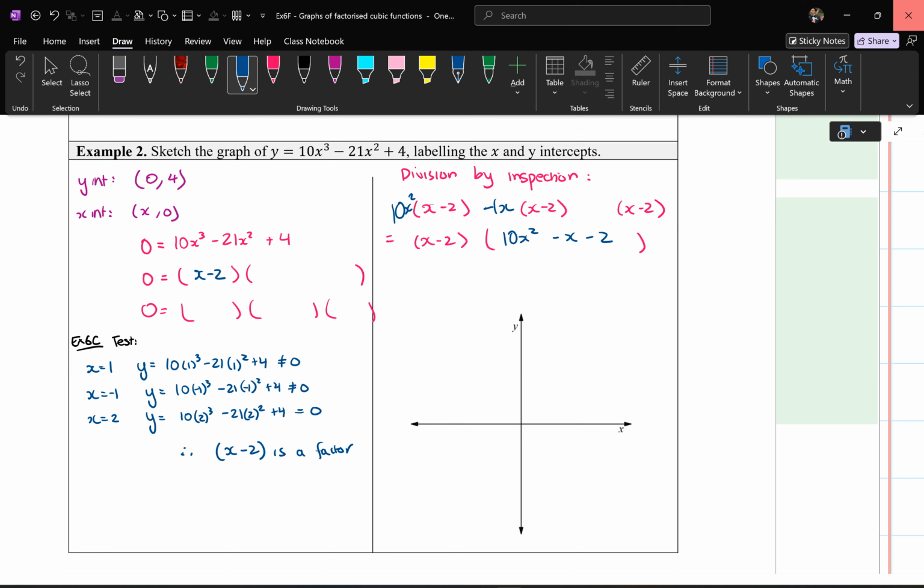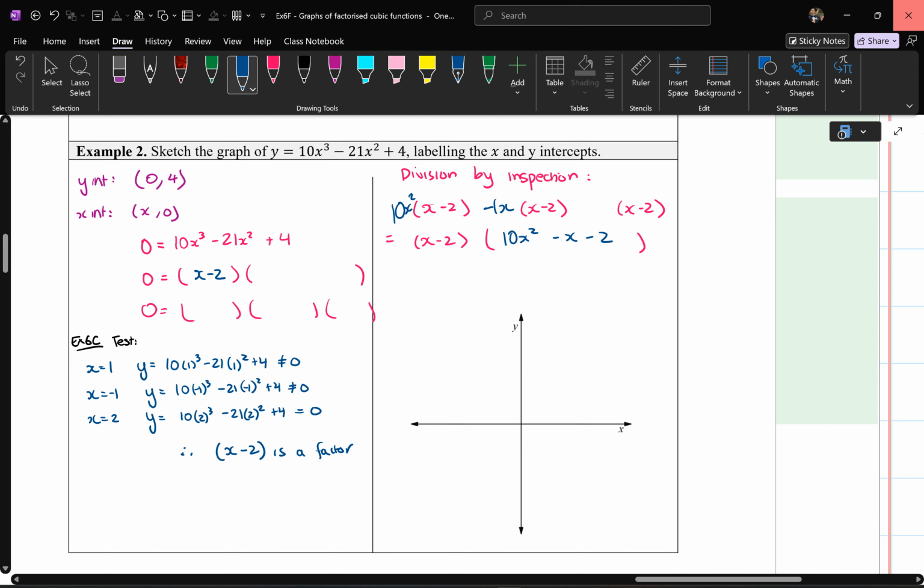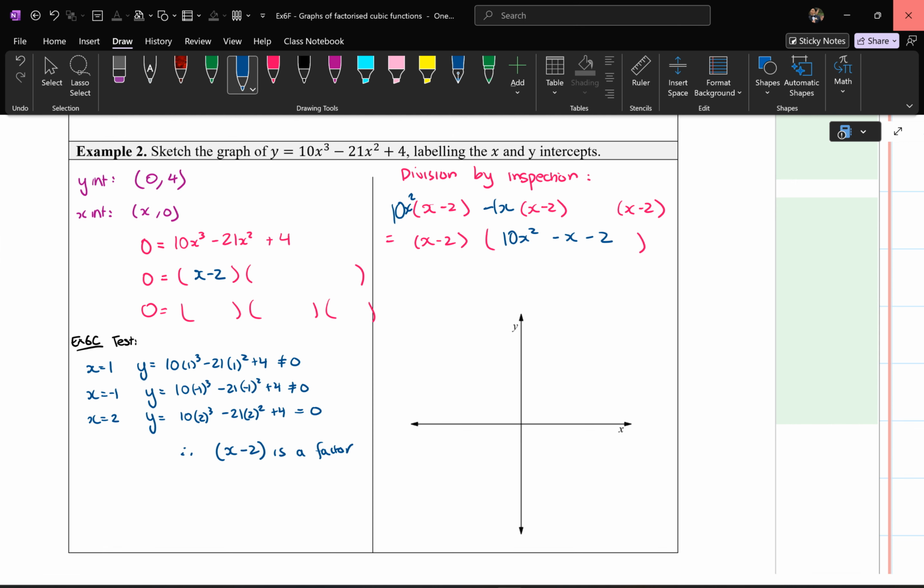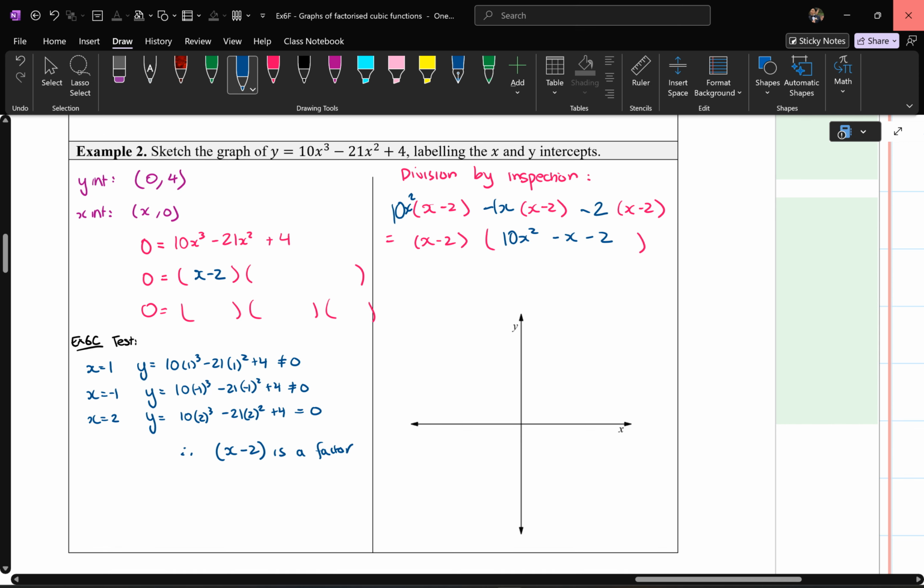Negative 1 times negative 2 will give you positive 2, but I need 0 x's. So currently I've got a positive 2x. How do I have no x's? I need a minus 2. And then double checking, minus 2 times minus 2 does give me the positive 4.